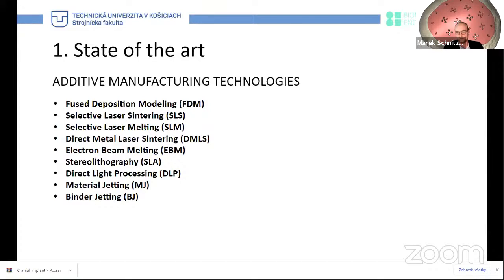I would like to start with the manufacturing technologies. We are using more than 25 3D printers here at the university with a lot of principles. So FDM, SLS, SLM, DMLS, EBM, SLA, DLP, MJ, and binder jetting.